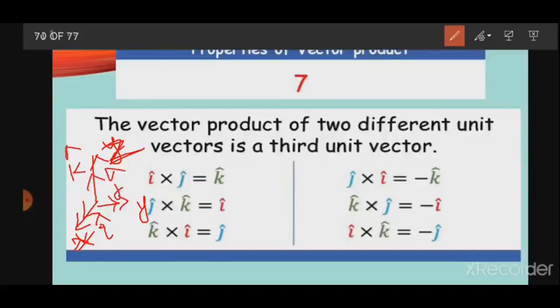Okay. Now i unit vector and j unit vector are both perpendicular. What is the angle? That is equal to 90 degrees. Sin 90 is equal to 1. Therefore, here i unit vector cross j unit vector is equal to k unit vector. So the vector product of two different unit vectors is the third unit vector. That is the answer, the third unit vector. Are you clear, children?